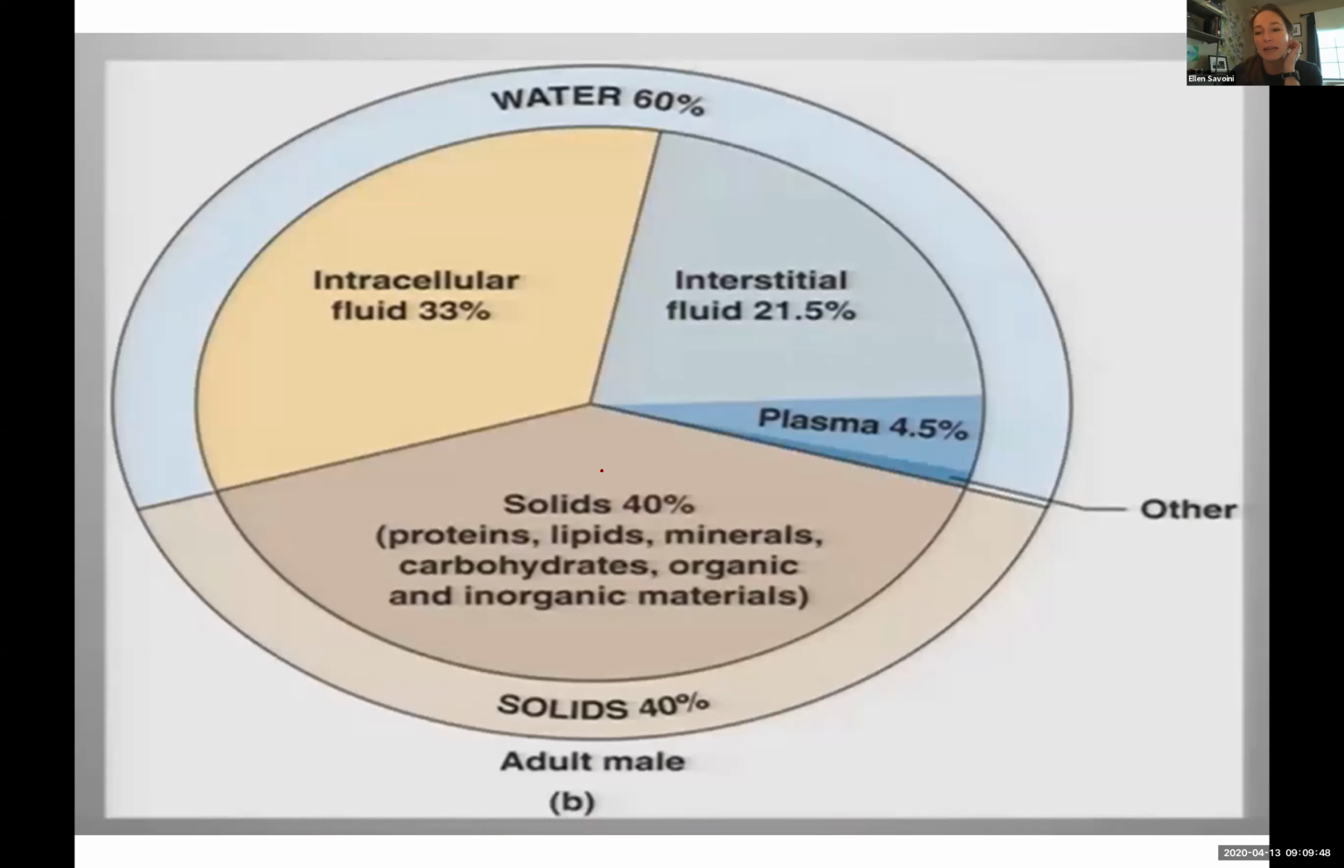So this is a schematic from an old textbook showing what our body is made up of, whether we're 60% water, 40% solids. The intracellular here is this sort of fluid versus the interstitial. These numbers are different than the ones I just gave you. So we have 2/3 of the body's water, but showing you intracellular versus interstitial.